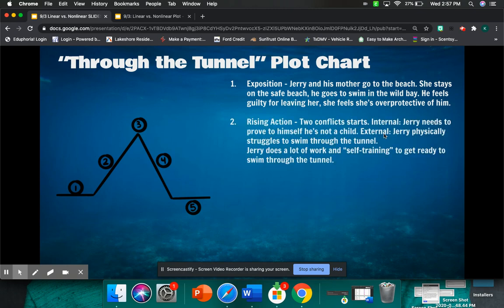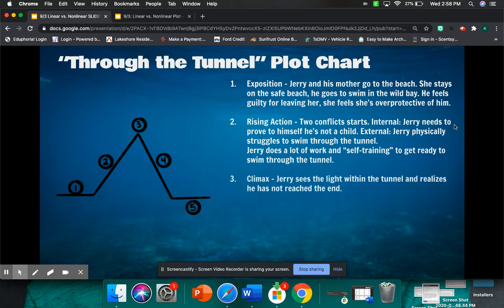In the rising action, 2 conflicts start. There's an internal conflict where Jerry feels he needs to prove to himself he's not a child. Then there's the external conflict where Jerry physically struggles to swim through the tunnel. Jerry does a lot of work and self-training to get ready to swim through the tunnel. Okay, when he does all this self-training, that's during the rising action.